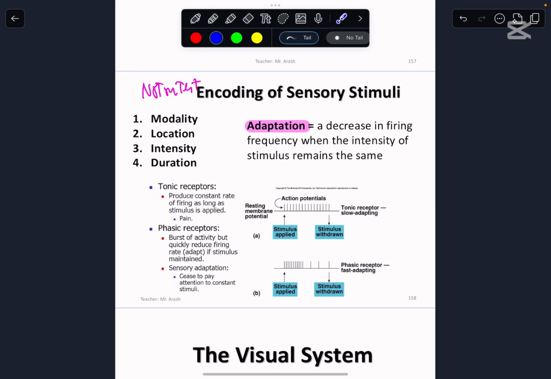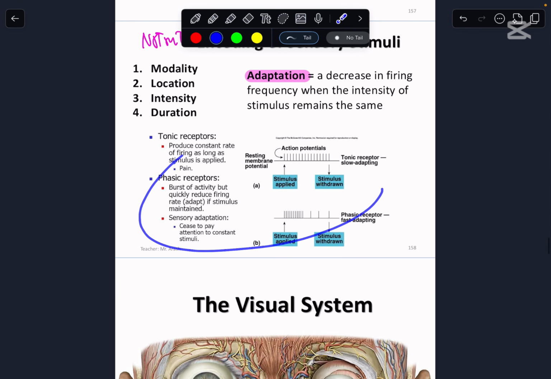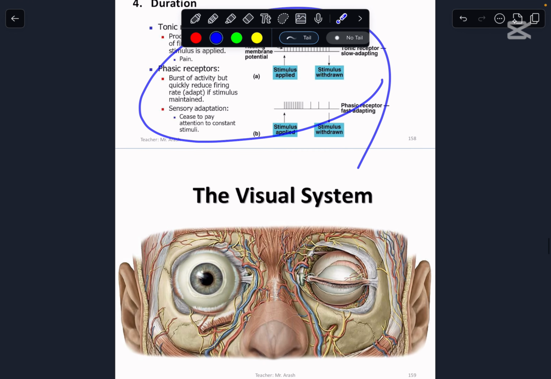That doesn't mean that the food smell went away. The food smell still is there, except you just don't feel it anymore. You don't sense it anymore. That phenomenon is known as adaptation. The mechanism of it is explained here, but you don't need to know.